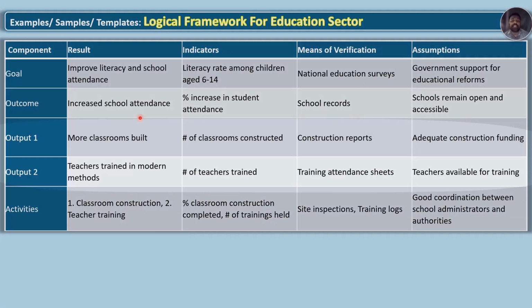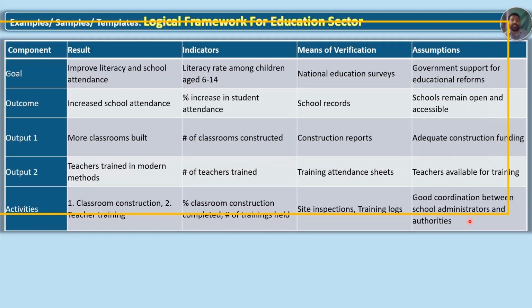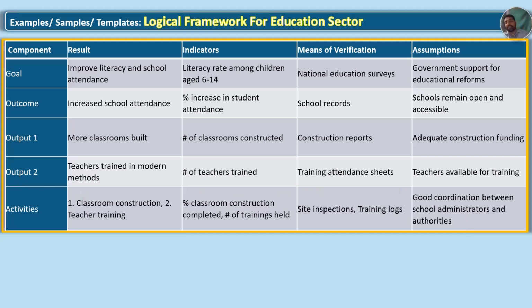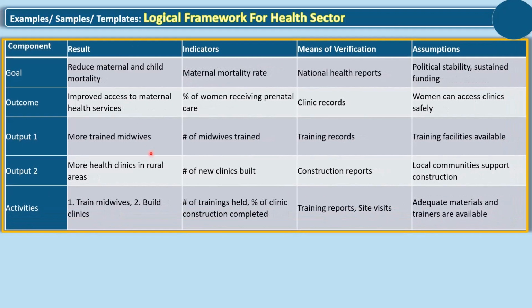And these are the different outputs. And here you can see the different activities: classroom construction, teacher training, and good coordination between school administrators and authorities. This is an example of a logical framework for education. Example for the health sector: I don't want to make a lengthy video, so you can pause the video and see these different statements, relevant indicators, and the means of verification.